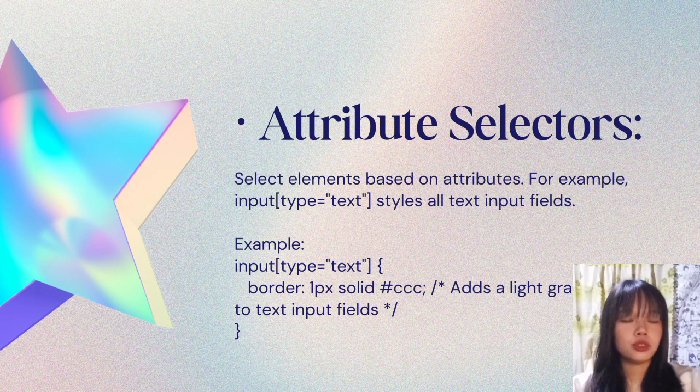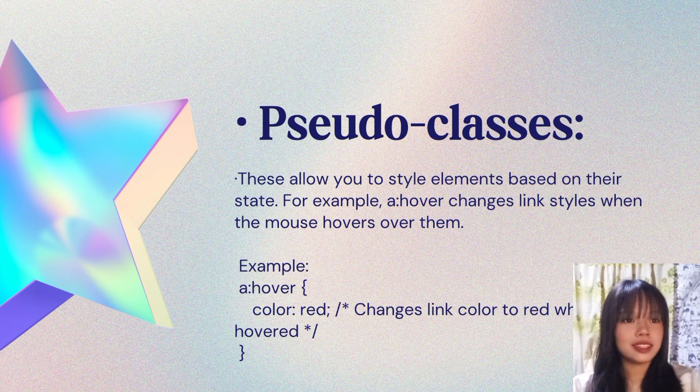Next you have pseudo-classes. These allow you to style elements based on their state. For example, a:hover changes the link style when the mouse hovers over it, for example color red. So when you hover your mouse over the link, its color changes into whatever you set there.